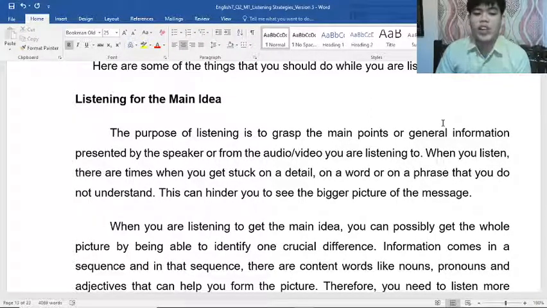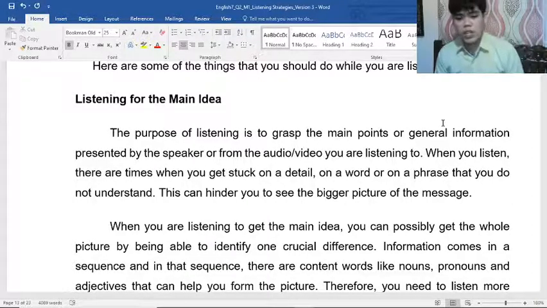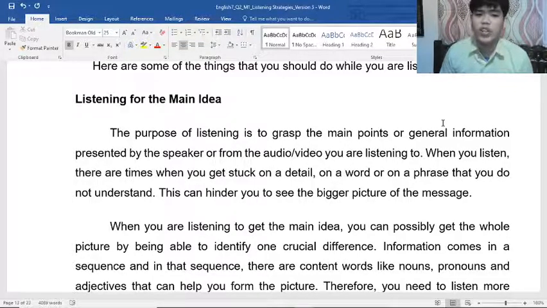When you listen, there are times when you get stuck on a detail, on a word, or on a phrase that you do not understand. This can hinder you to see the bigger picture of the message. So when you listen, especially if you're studying, when you're listening to your teacher, of course your teacher will give different examples. But if you already understand the topic, you can just simply listen to the main idea.